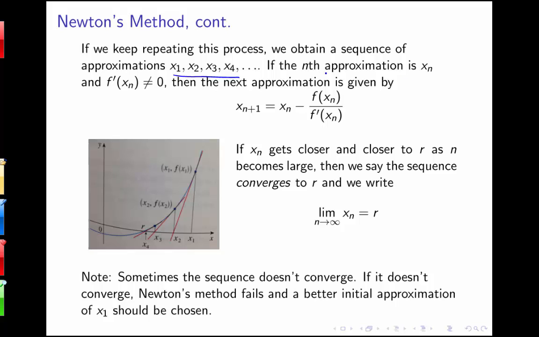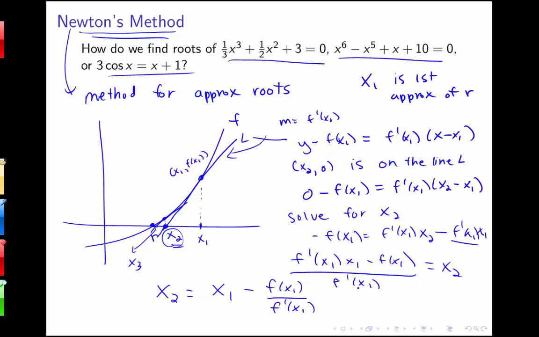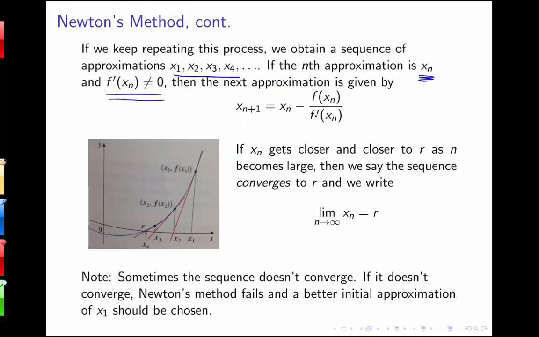And if we call our nth approximation xn, and if the derivative of xn is not 0, actually that's one thing. When we did this division here, we're assuming that our derivative was not 0. Then we get this general formula here for the n plus 1th approximation. Xn plus 1 is equal to xn minus f of xn all over f prime of xn. So this is what we're going to use in our different Newton's method problems.